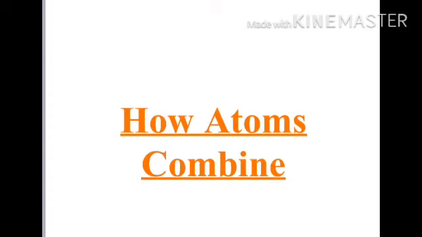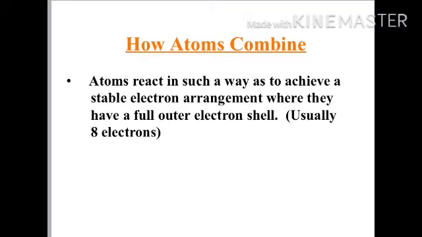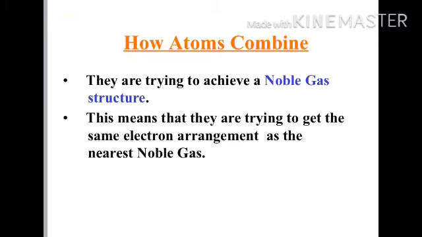How atoms combine? Let's see now. Atom react in such a way as to achieve a stable electronic arrangement where they have full outer electronic shell. That is 8 electrons in the outermost shell. They are trying to achieve a noble gas structure. This means that they are trying to get the same electron arrangement as the nearest noble gas. Noble gas is the last column of your periodic table, which has 8 electrons in their outermost shell, which does not react and are stable in nature.